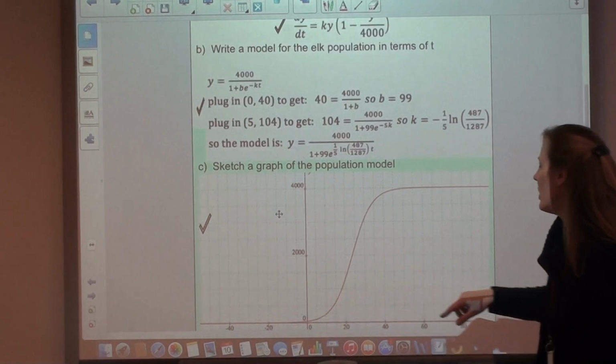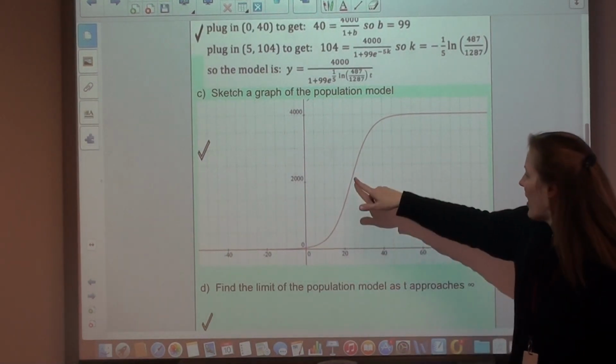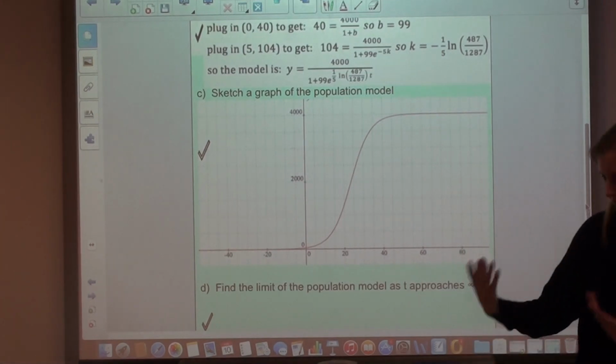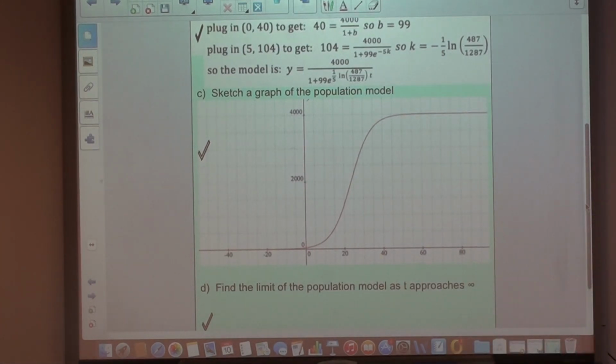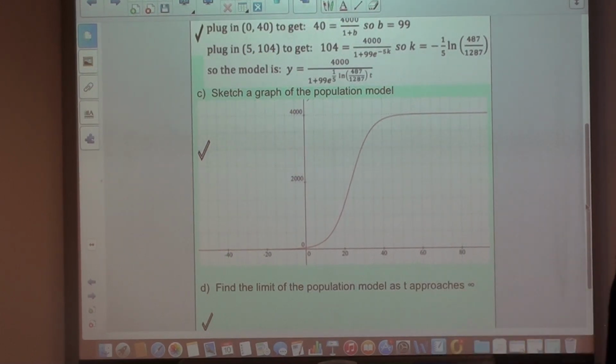All right, so a quick sketch of the graph. Anyone remember how we find the x value of this point of inflection? Now, the limit of the population model as t approaches infinity, you should be able to just do this in your head in a moment, but you could also do it analytically as well.